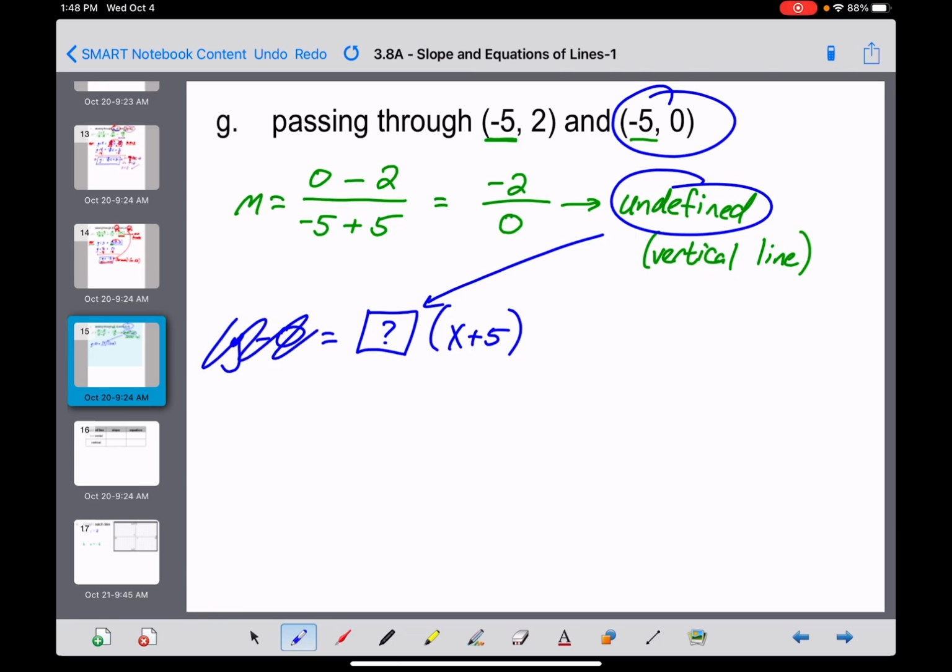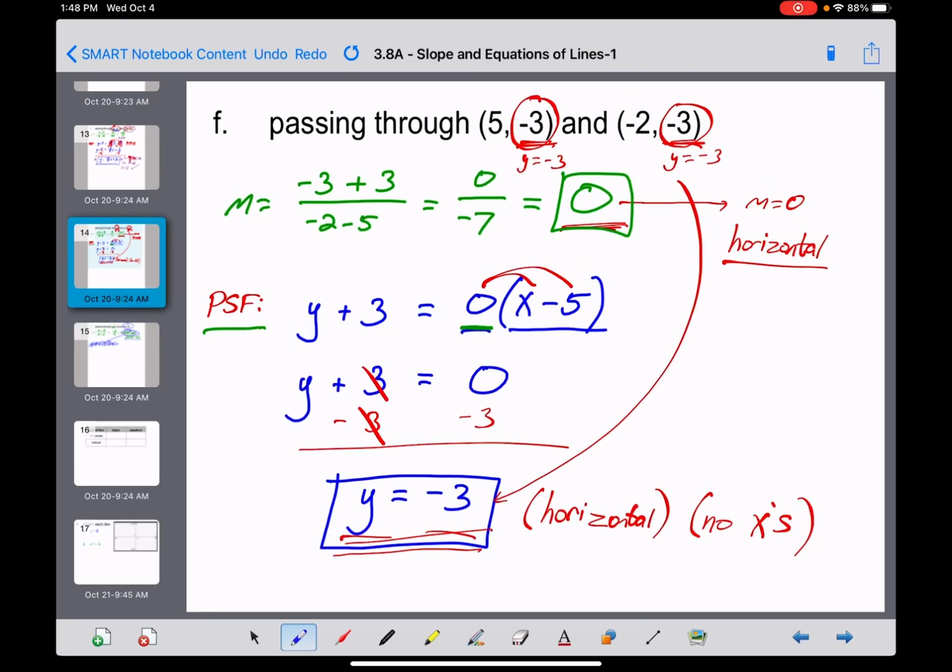So forget about writing an equation then. If you don't have a slope, you can't do it. But what you need to do is kind of work backwards here and recognize something. This line in this problem is vertical, and the previous problem kind of gives us a hint.